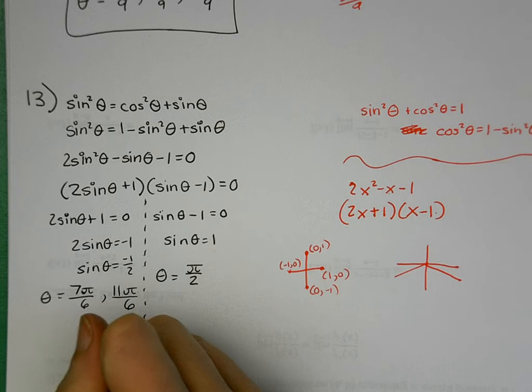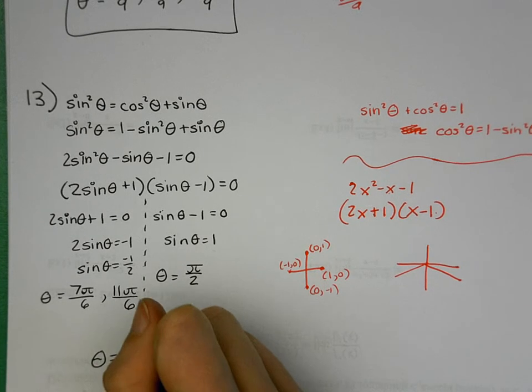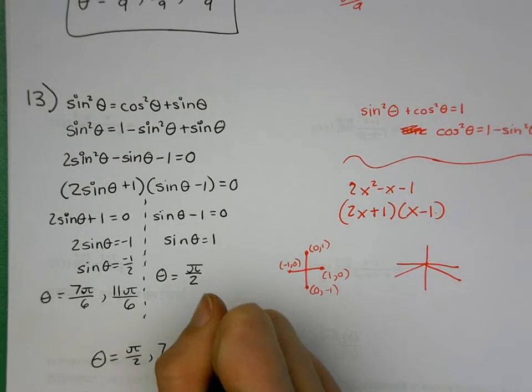Theta is pi over 2, 7 pi over 6, and 11 pi over 6.